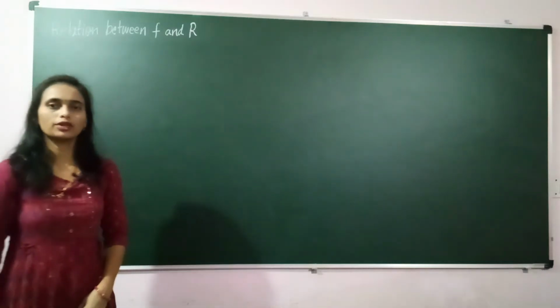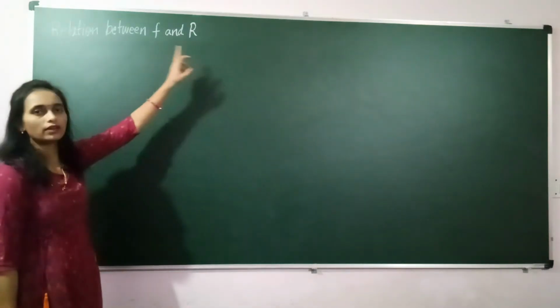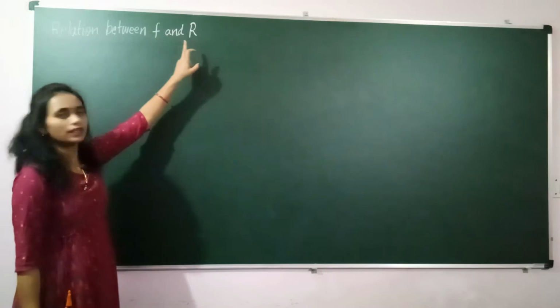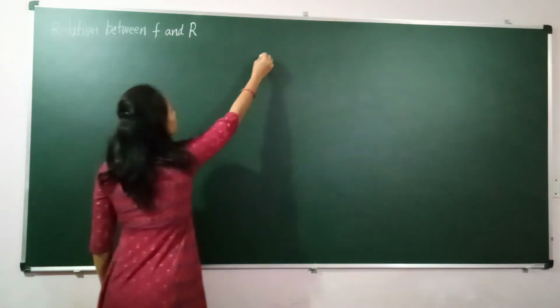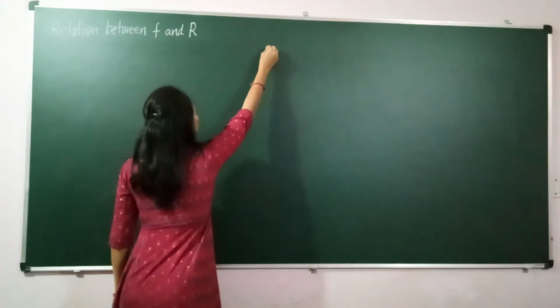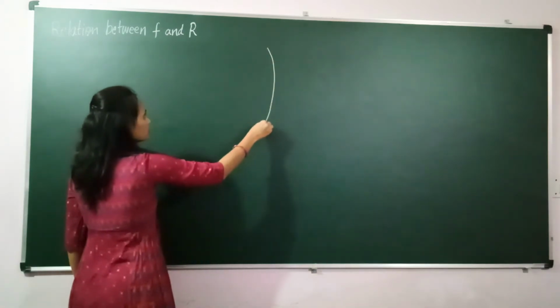In this video we are going to study the relation between F and R. F is the focal length and R is the radius of curvature. So we will derive the relation between F and R. To derive the relation, we first will take one concave mirror.